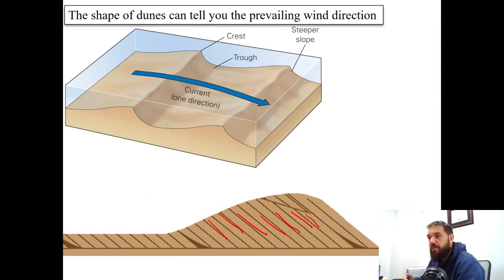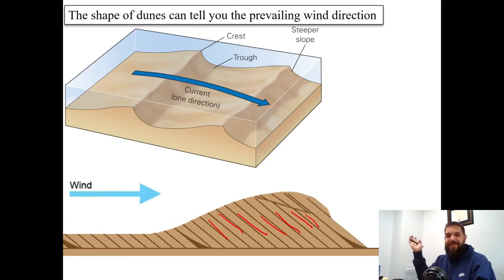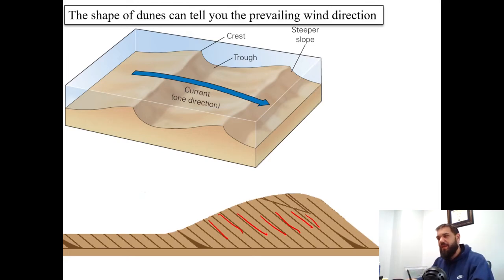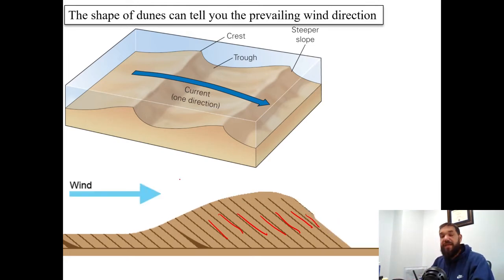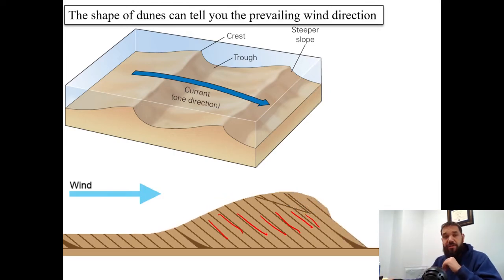Okay, so those slanty lines dip towards the leeward side, and they're kind of slanting towards the windward side. So you can see the wind is coming. So that's how you can look at the cross bedding in a rock and figure out the direction of the prevailing wind at the time the rock formed.